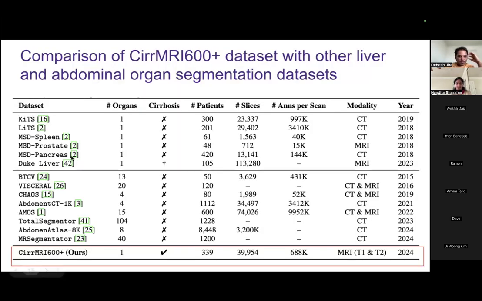These are some of the state-of-the-art data sets available in the community, and we release the cirrhosis MRI data set. If you look into the table, there is no data set that is specifically designed for cirrhosis. So this is the first data set. Duke liver data set has some cirrhosis cases, but it is basically a liver MRI data set, and also the number of patients is less compared to ours. This is the only data set available for liver cirrhosis segmentation.